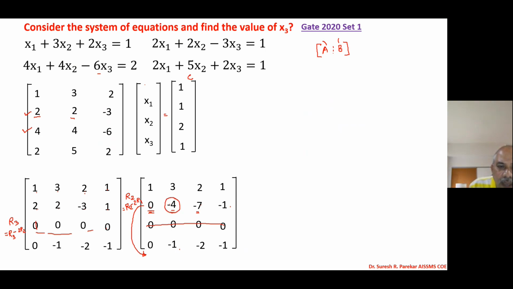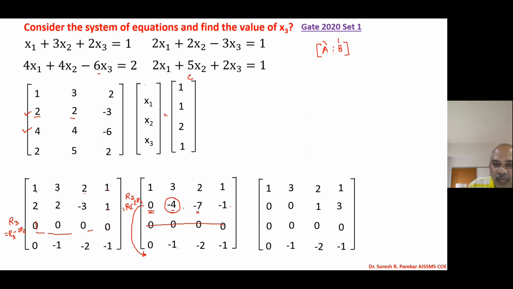We will multiply R4. Sorry, this will be right. Then we will go with that last operation where we will make this 0. So we have R2 equal to R2 minus 4R4. And then from this we are going to get this 0. You can have this in this fashion also. So we have 1, 3, 2, and then we have this as 1.